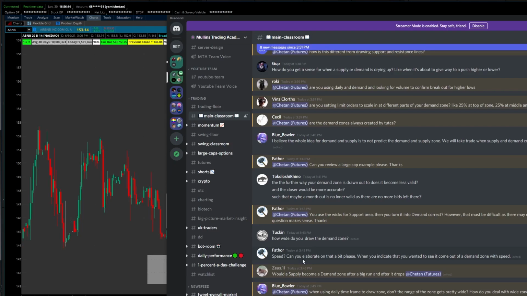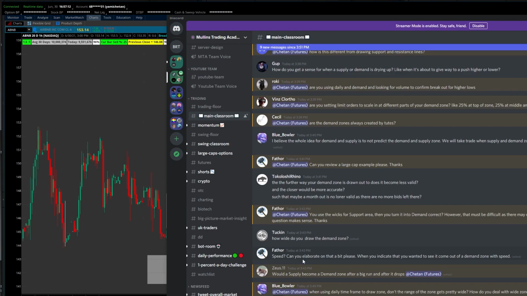When using the daily time frame to draw zones, doesn't the range of the zone get pretty wide? How do you deal with a wide zone? Okay, I also mentioned that. I did mention it earlier, but I'll go back over it. If it's too wide, I'll narrow in on my time frame and see where I can get better. If I'm still swinging, I might still do the 1 hour and just do a full year-long chart and see the most recent and more relevant areas.